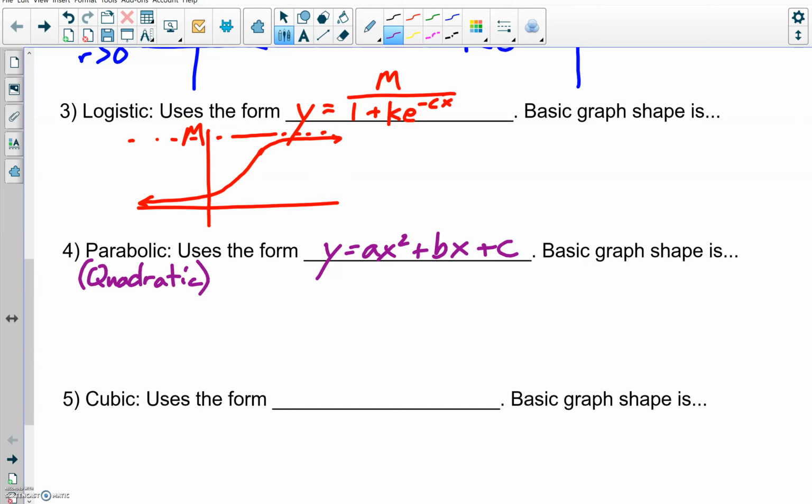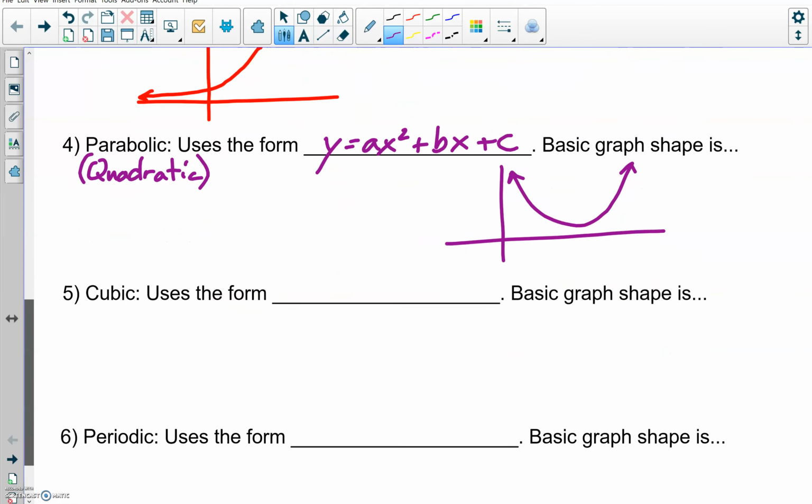And the shape of this is going to be some sort of U shape. It might be facing up, opening up, could be opening down, but the idea is that the data has a distinct U-like shape to it, and then you know it's parabolic or quadratic.